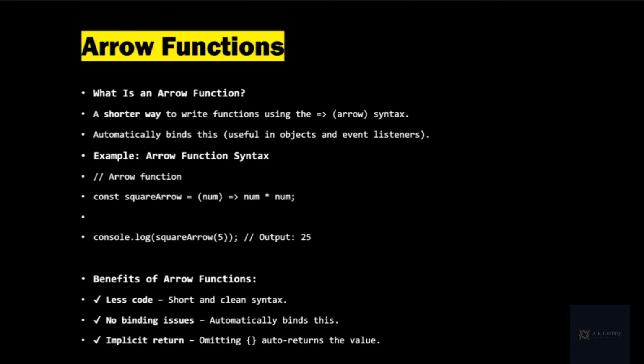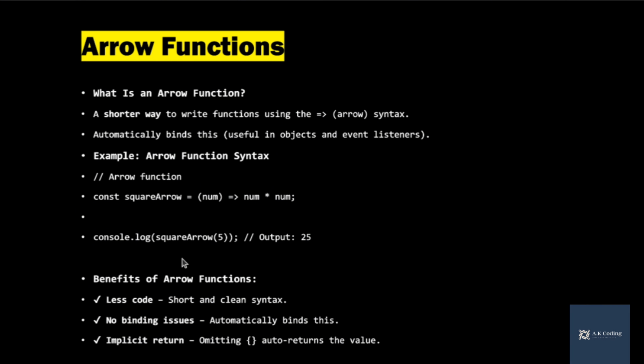For example, here's an arrow function syntax. As you can see, we have a const square, where we are using a function expression. Instead of the function keyword, we are using an arrow function, with the arrow sign, and we're calculating. As you can see, it's only one line of code. And here we are calling the square arrow with the variable name.